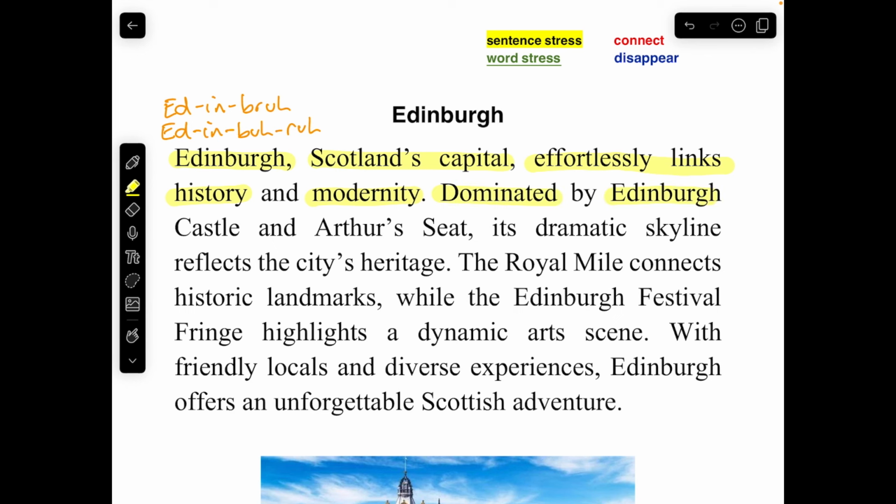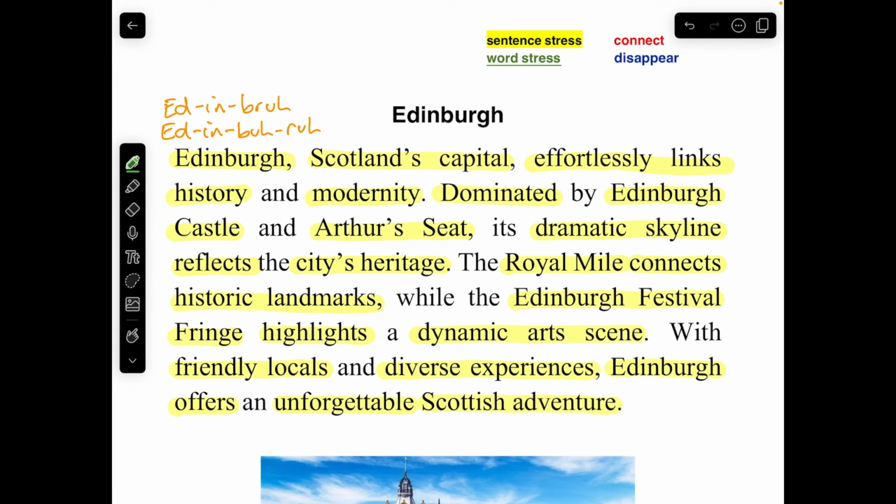Dominated by Edinburgh Castle and Arthur's Seat, its dramatic skyline reflects the city's heritage. The Royal Mile connects historic landmarks, while the Edinburgh Festival Fringe highlights a dynamic art scene. With friendly locals and diverse experiences, Edinburgh offers an unforgettable Scottish adventure.